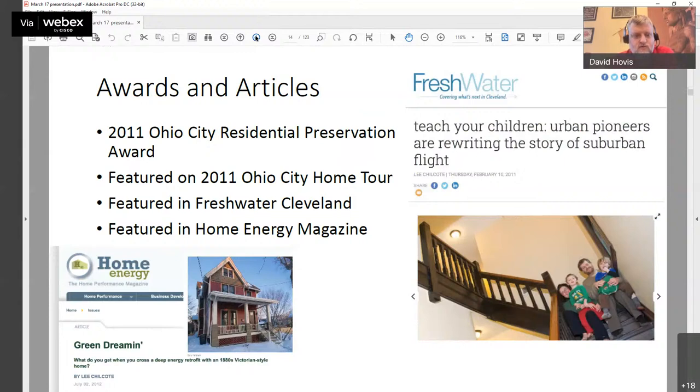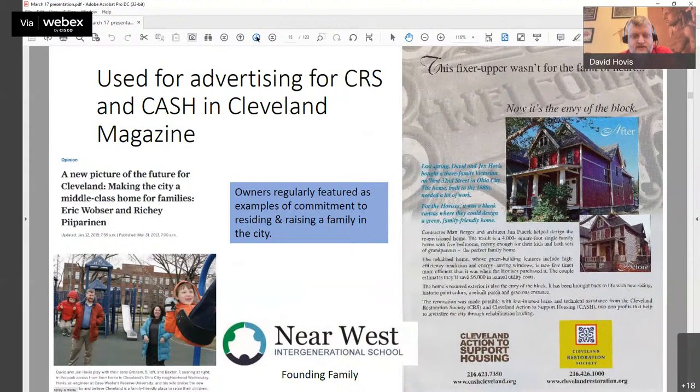We received numerous awards for this. Not many people were doing this kind of renovation at that time. The market was pretty down. We did get the 2011 Ohio City Residential Preservation Award. We were featured on the 2011 Ohio City Home Tour. We had articles in Freshwater Cleveland and Home Energy Magazine, as well as, next slide, the Cleveland Restoration Society and Cleveland Action Support Housing had an ad in Cleveland Magazine featuring our house.